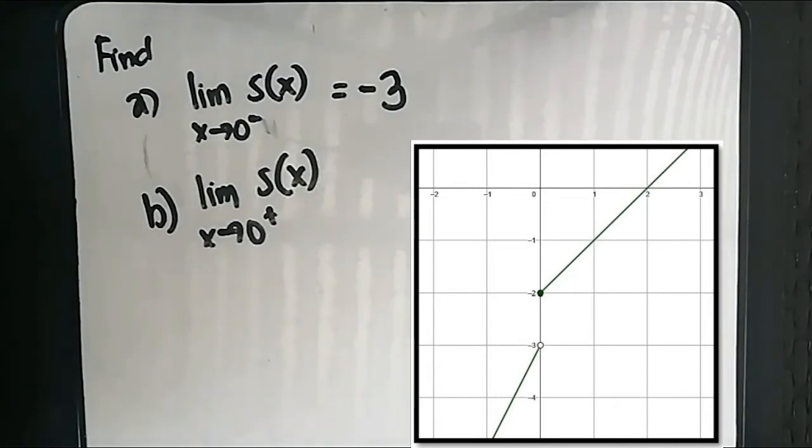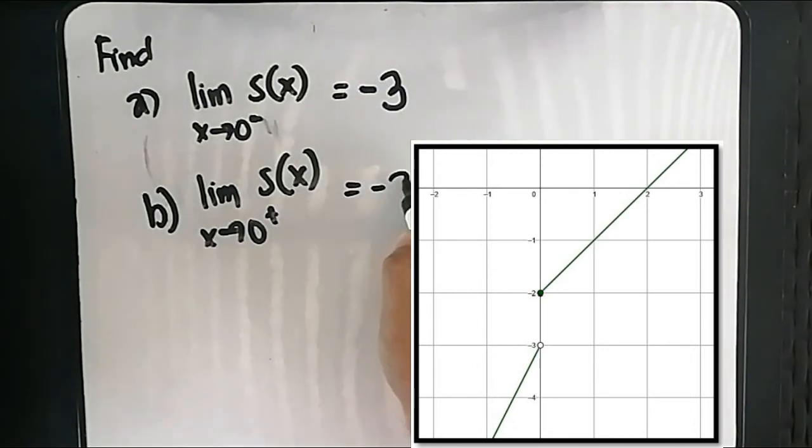For letter B, observe that yung values naman natin as x approaches to 0 from the right, makikita natin na papalapit naman siya kay negative 2. Therefore, the limit of s of x as x approaches 0 from the right is equal to negative 2.